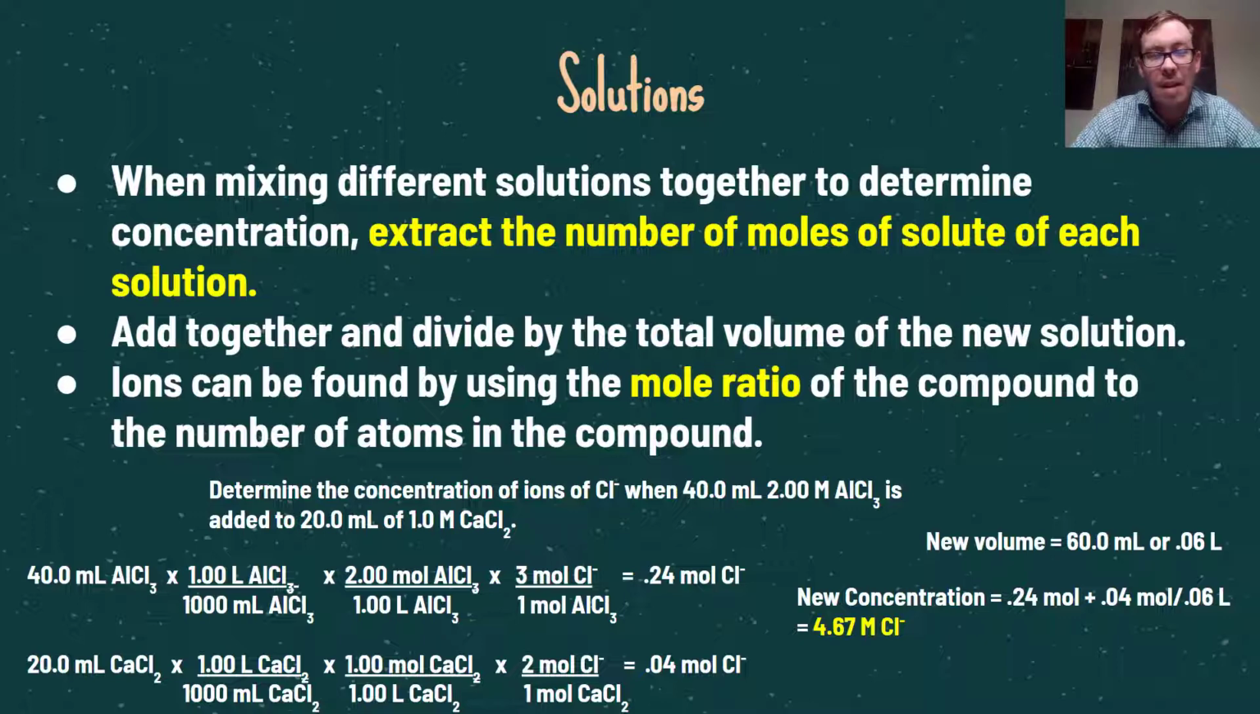It's all about breaking this problem down into individual steps. Find the number of chloride ions for each individual solution and add them together. Then divide by the total number of liters of the entire solution to get the new molarity.